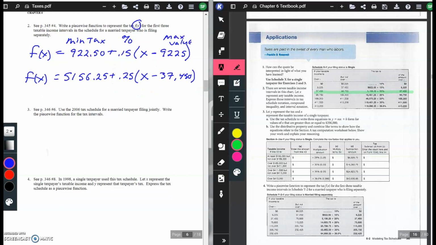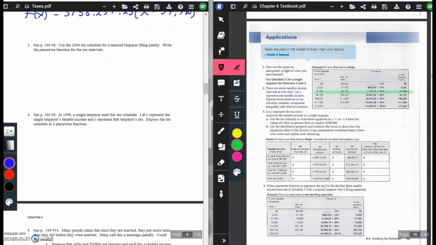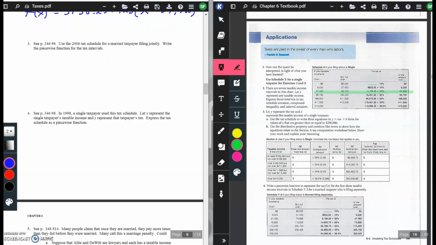Problem number 3. It says, use the 2006 tax schedule for married filing jointly. Write the piecewise function for the tax interval.